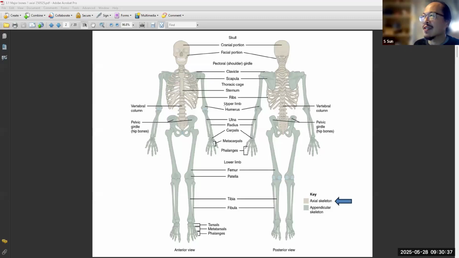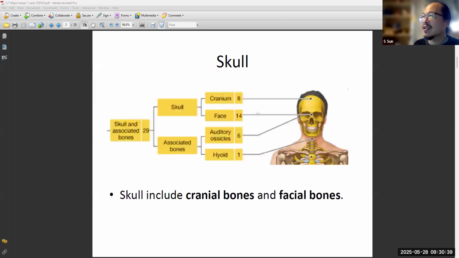So let's start from the first one, skull. Skull has a cranial and facial. So you can see basically in the front is facial, and what is inside is the cranial. There are some other bones, actually not a lot. We have the hyoid here. We have three small bones in the inner ear, three on each side, so six auditory ossicles. So that's that.